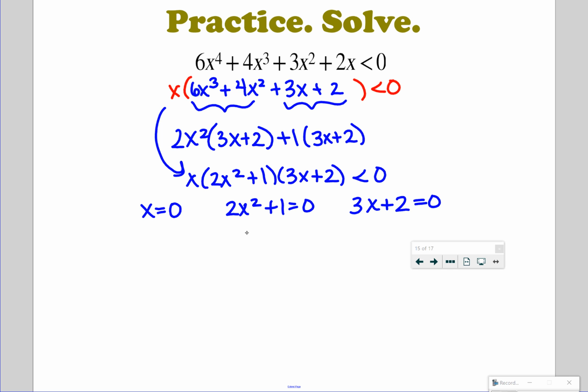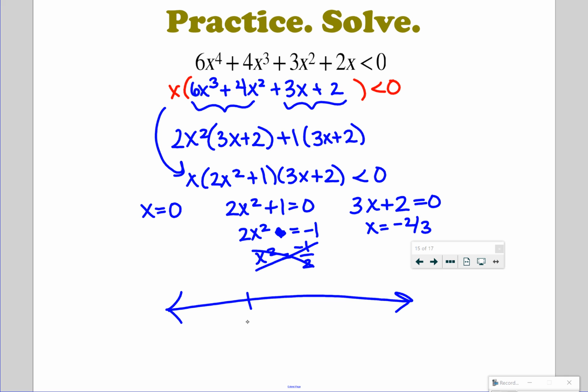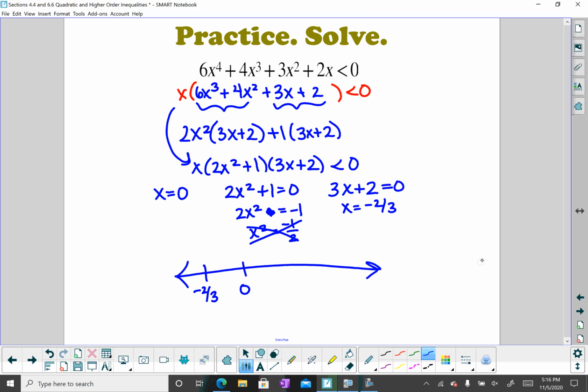Okay, and in the middle one, if I try to solve using my square roots, if I move that 1 over, I get equals -1. X squared equals, divide by 2 would be -1/2. And if I take the square root, I'm going to get an imaginary number. So again, that's not going to give us any answers or any breaking points. Here, you get -2/3 if you solve for x. You only have 2 breaking points in this problem, 0 and -2/3.